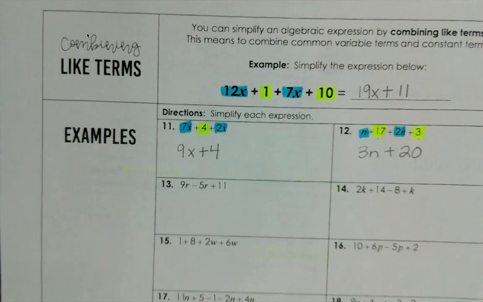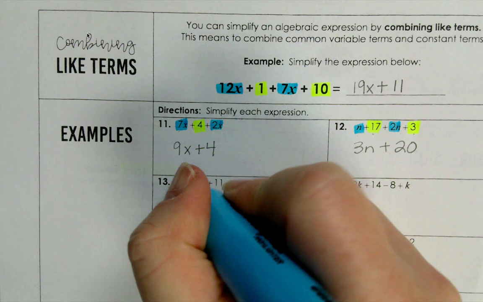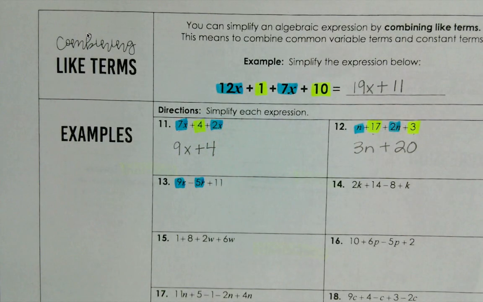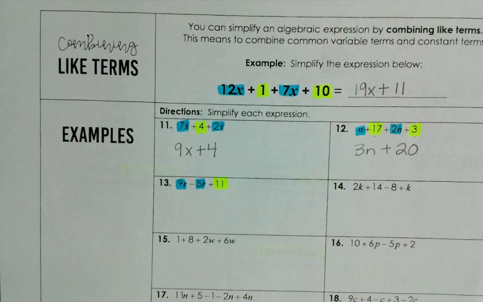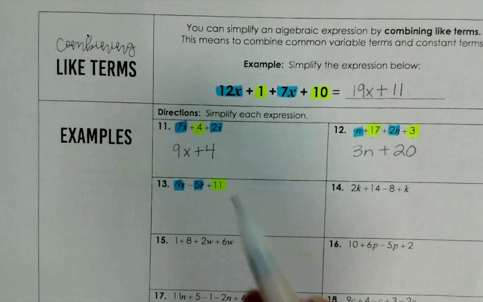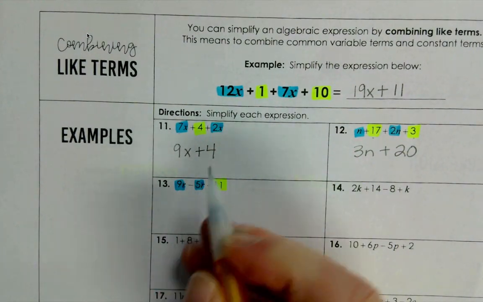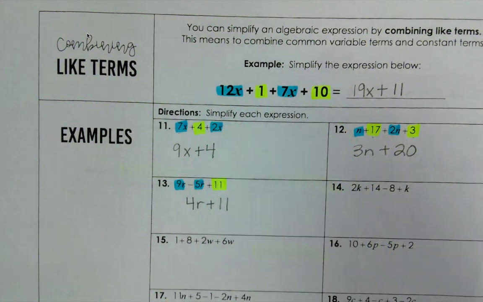Over here, I have 9r and 5r and 11. So now I have subtraction. So I have 9 r's and I take away 5. I'm going to end up with 4 r's plus 11.